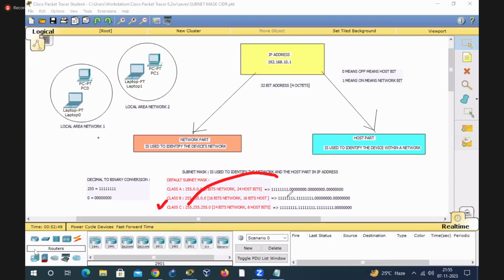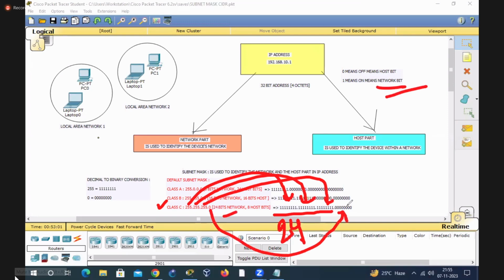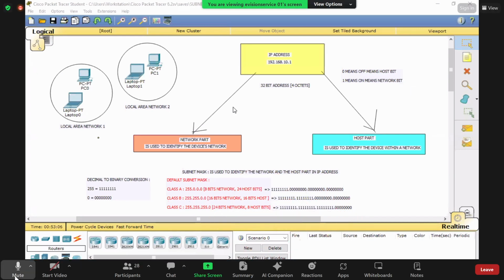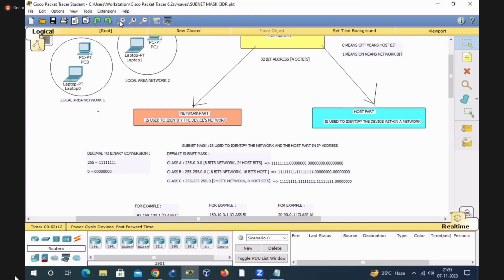And in class C, we have 255, 255, and 255. In total, how many network bits? 24. So that is your network bits. And how many bits are 0? 8. So that is your 8 host bits. Okay. So 1 always represents network bits and 0 always represents host bits in a subnet mask.